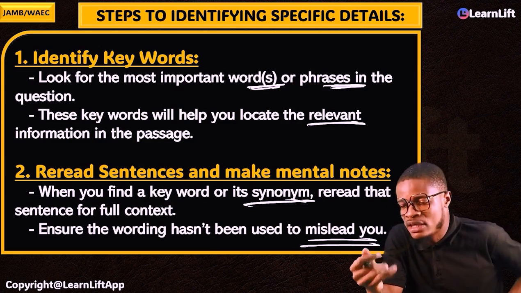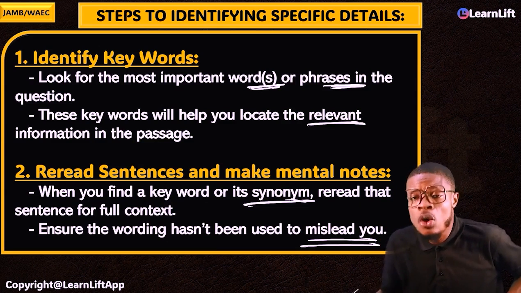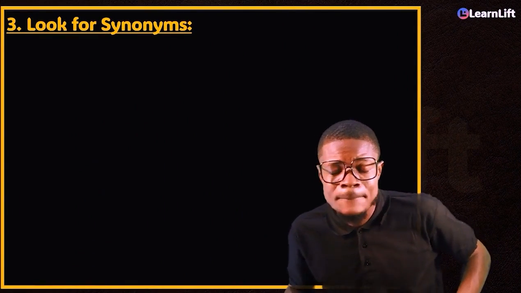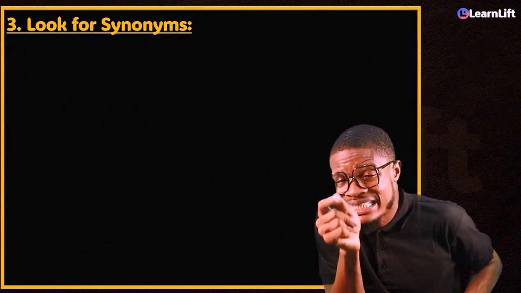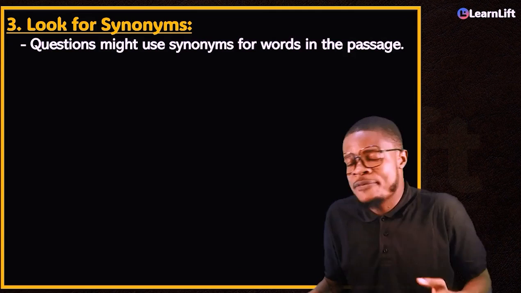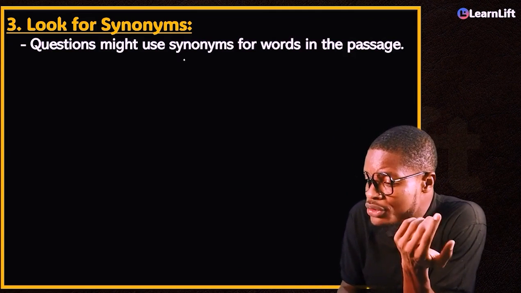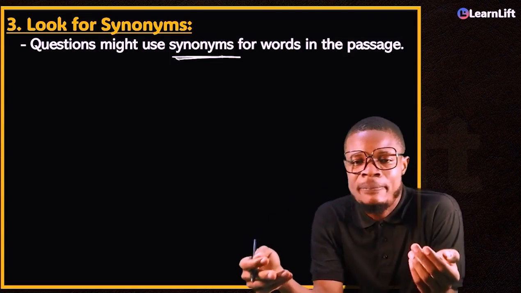Number one, identify keywords. Number two, reread sentences and make mental notes. And then number three is look for synonyms, because they may not give you that specific word that they want you to pick out, but the synonym is there for you. What do you do there? Questions might use what? Synonyms. They might use synonyms for words in the passage.